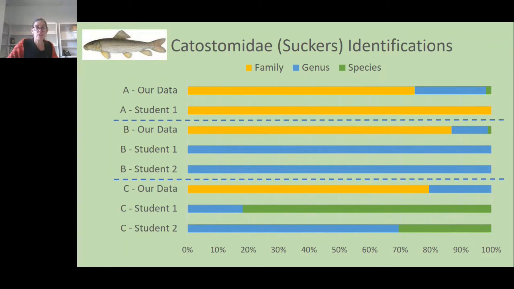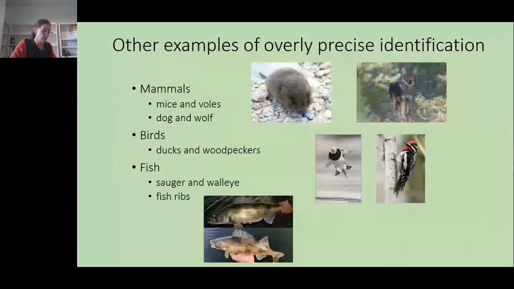And this isn't true just of fish. We also saw overly precise identifications of other taxa as well. Within mammals, we saw this is true for mice and voles, and also between dog and wolf. And we saw this in birds. Ducks are notorious for being difficult to distinguish, and in some cases they were identified at a very specific level. And we saw this within fish. Very closely related species, sauger and walleye, were distinguished.